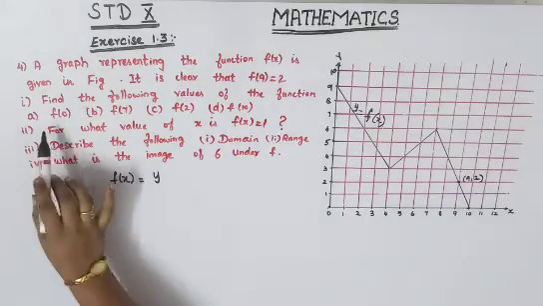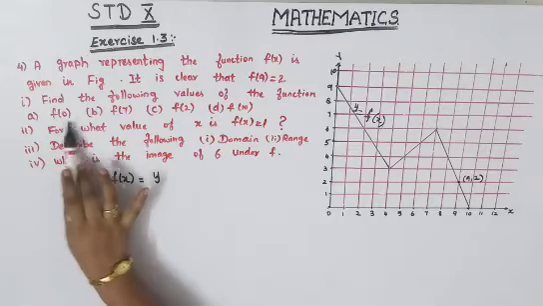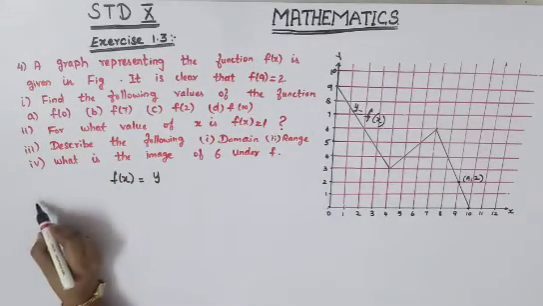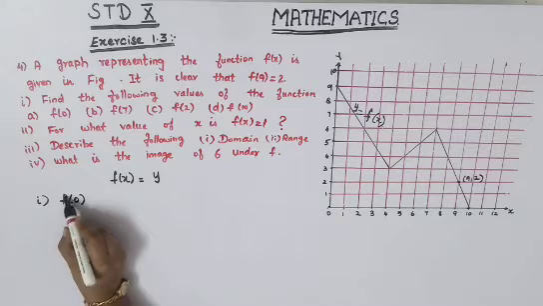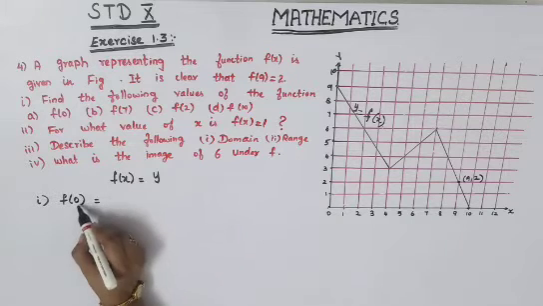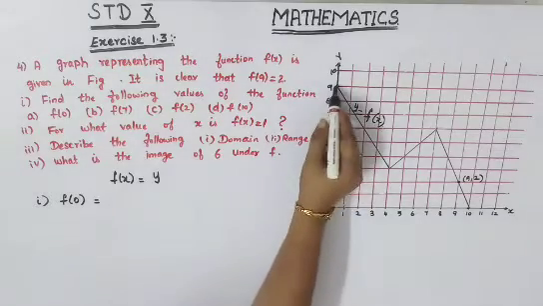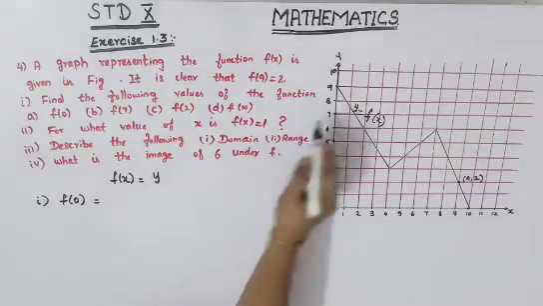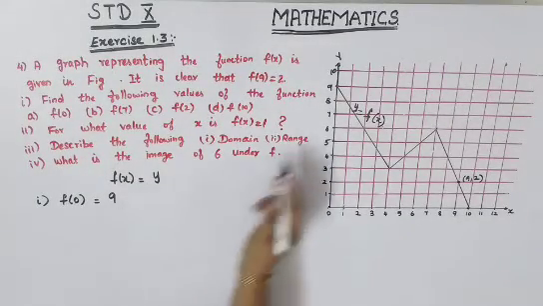Next they have asked, first subdivision, find the following values of the function: f of 0, f of 7, f of 2, f of 10. So straight away go to the first subdivision. They have asked you f of 0. So in the place of x you have to take 0. So it is here, 0. Go straight up to 0 where y is mapped with the line. So here 9. So f of 0, the value of y is 9. So straight away you can declare your answer as 9 seeing your graph.